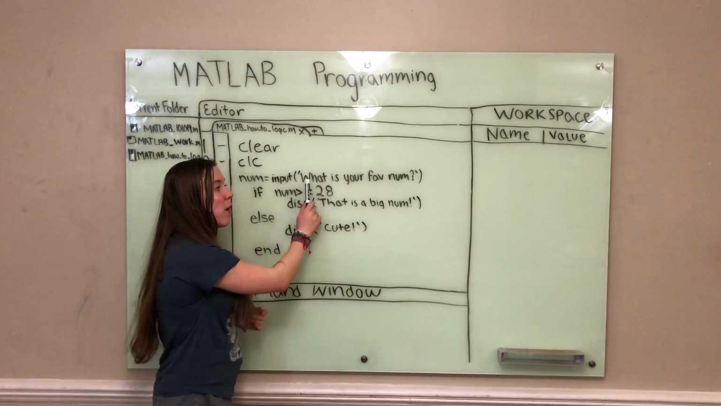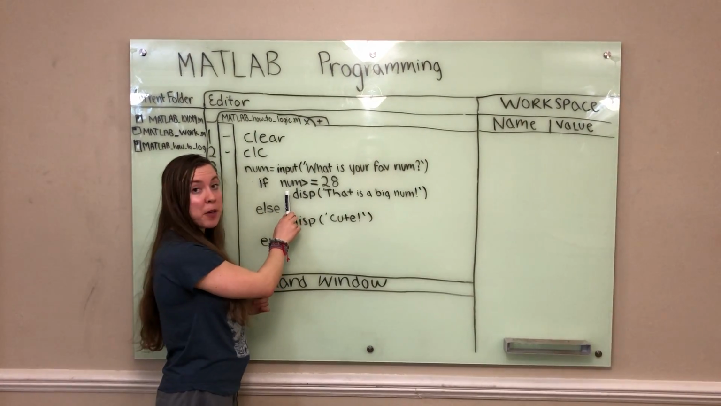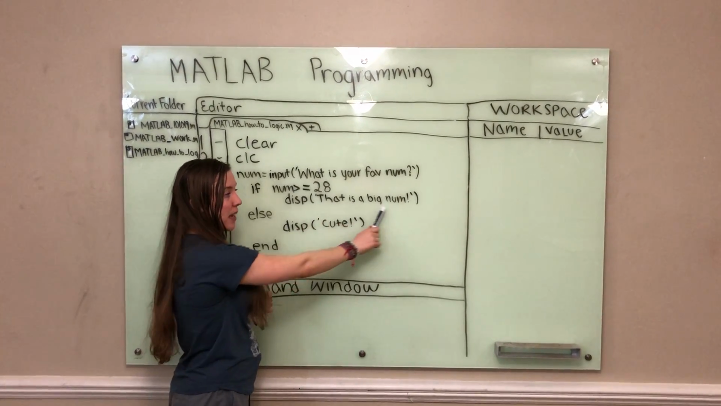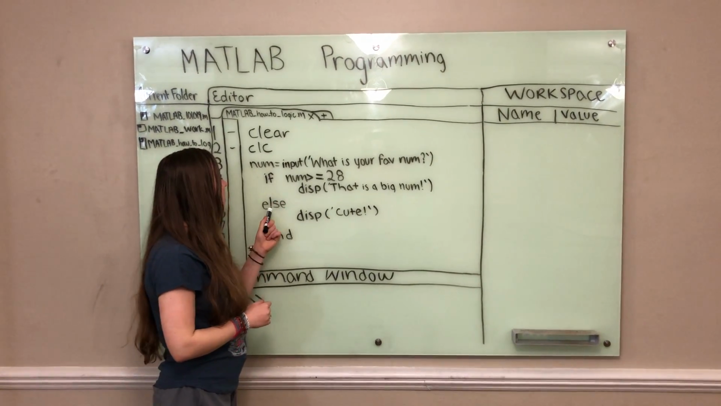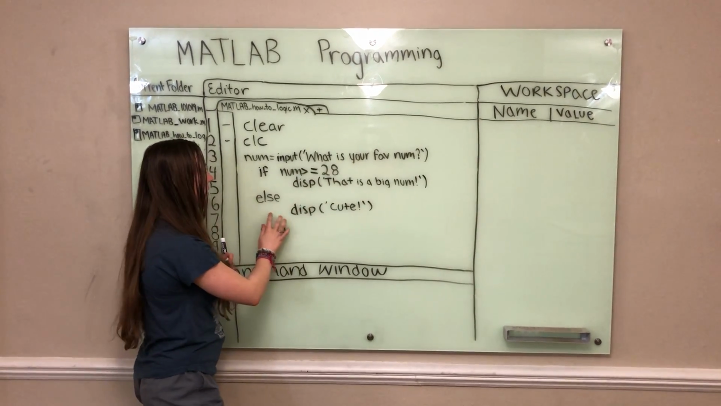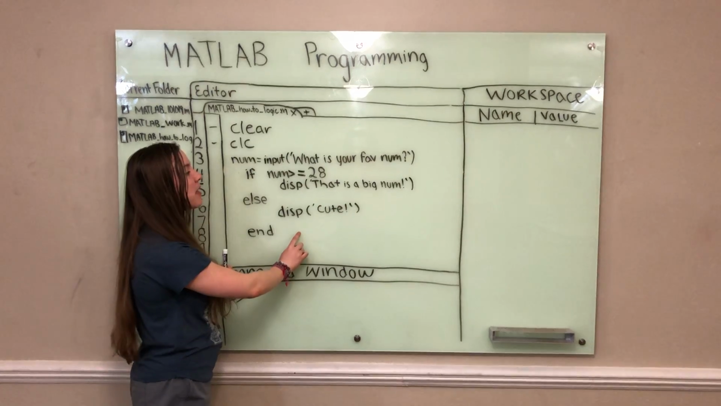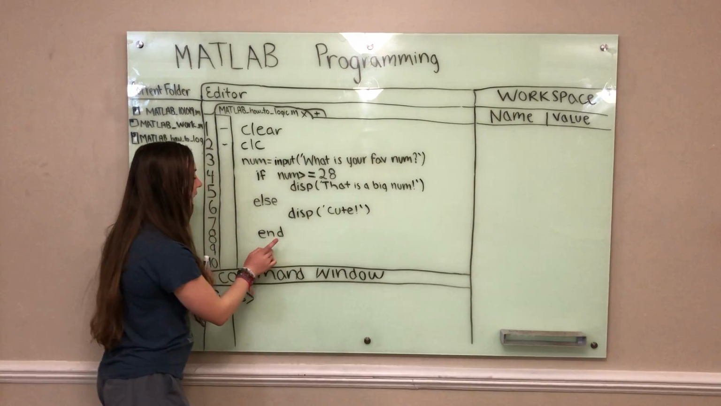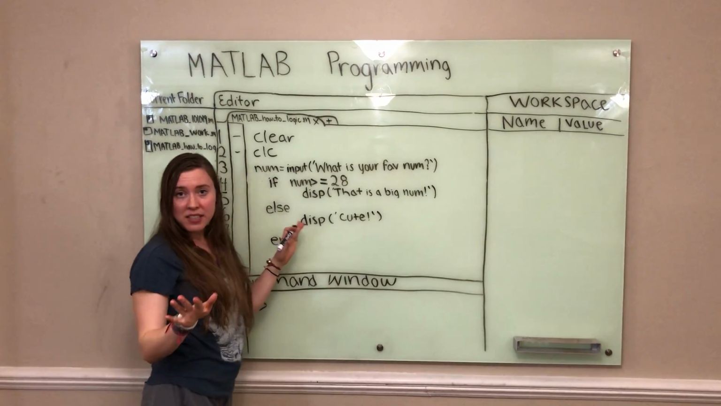So we're going to ask our user, what is your favorite number? And then if the user inputs a number greater than 28 or equal to it, it's going to display, that's a big number. Else means if doesn't happen, then else happens. So it's going to display cute. For example, if the number is any number less than 28, could be negative, could be 0, doesn't matter, it's going to display cute. And then we're going to have end to show that this is the end of our logic block and that there's nothing else that happens after this.